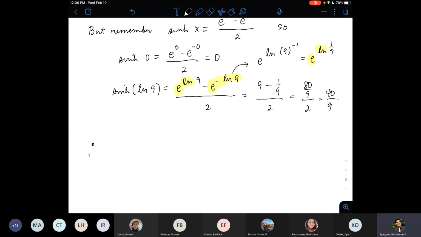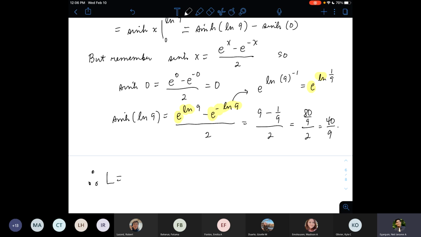Okay, so therefore the arc length, remember, is hyperbolic sine of ln 9 minus hyperbolic sine of 0. So it would be 40 over 9 minus 0. And this would be one-dimensional units. Okay, because it is simply an arc length. All right.